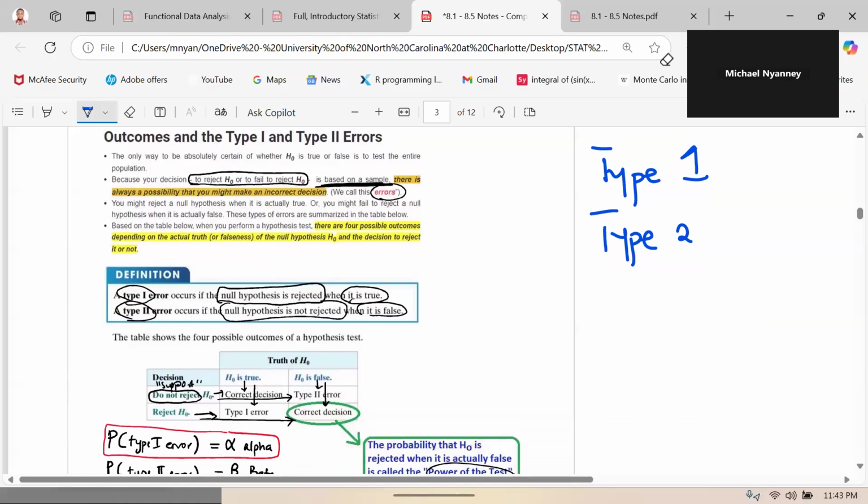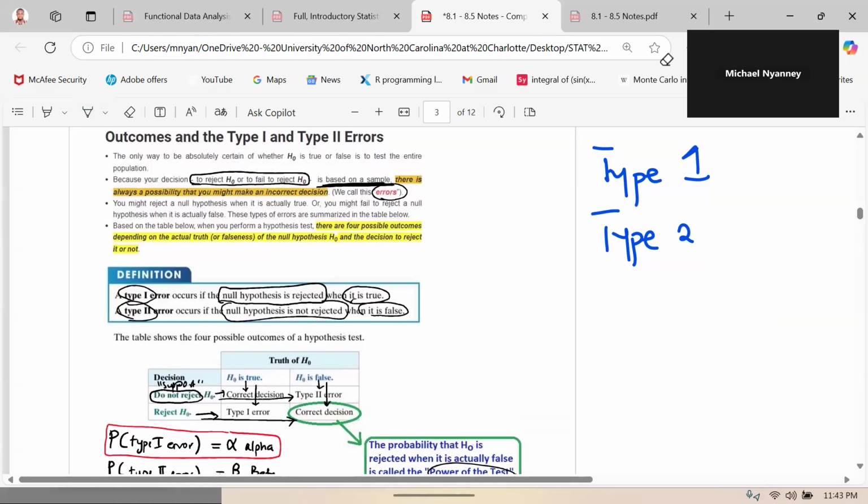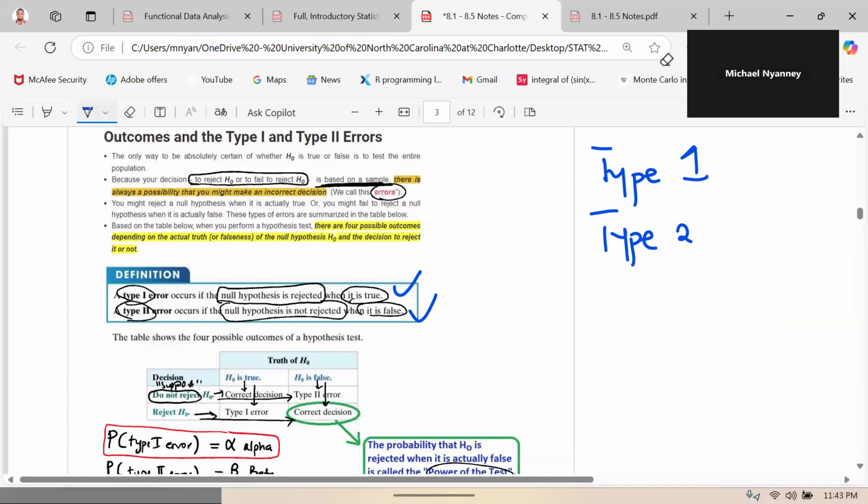So this is the explanation of the type 1 and type 2 error, just as I did, and we've put them into a table. Let me explain the table. If H naught is true, and we make a decision, do not reject H naught, we make the correct decision, because it's true. So we fail to reject it.